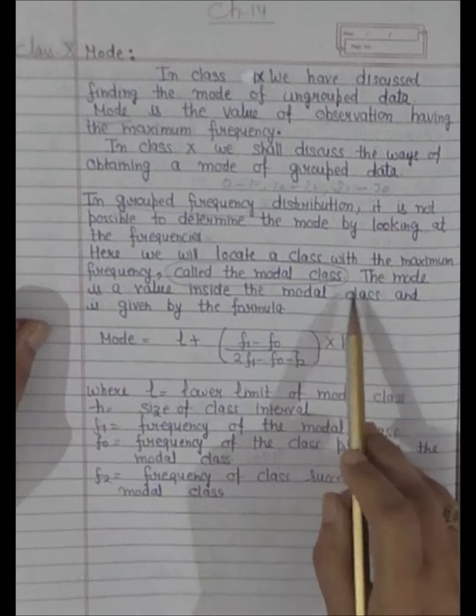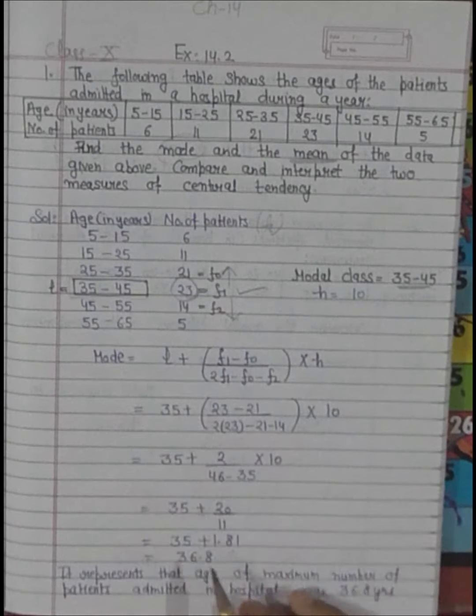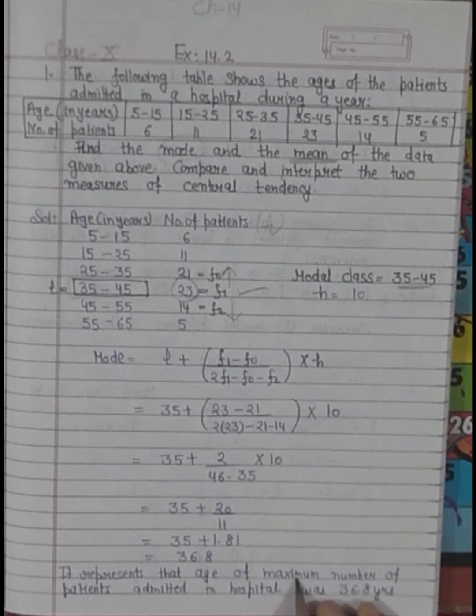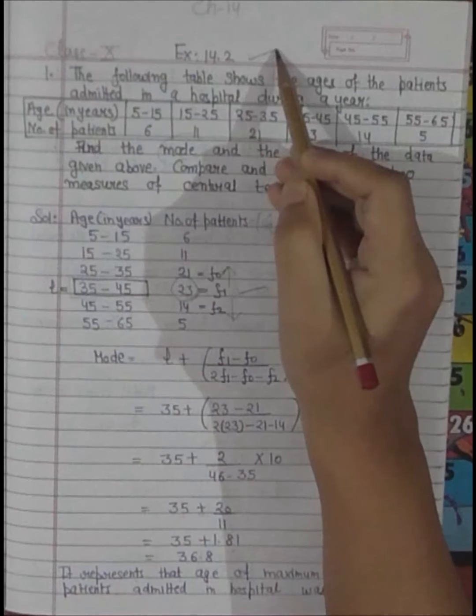Now the formula for the mode is L plus, in brackets, (f1 minus f0) divided by (2 f1 minus f0 minus f2), multiplied by h. Put all the values here and solve. After solving I am getting 36.8. It means the mode is 36.8. It represents that the age of the maximum number of patients admitted in the hospital was 36.8 years. Now this is the procedure to find the mode. With the help of this example, you can complete your exercise 14.2.